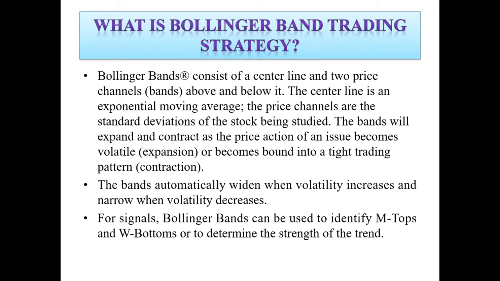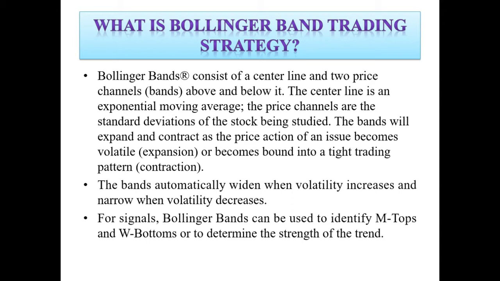As we've already seen, there are three bands. Bollinger Bands will consist of a center line and two price channels above it and below it. The center line is the exponential moving average, and the price channels are the standard deviations of the stock being studied. That is the line above and below.